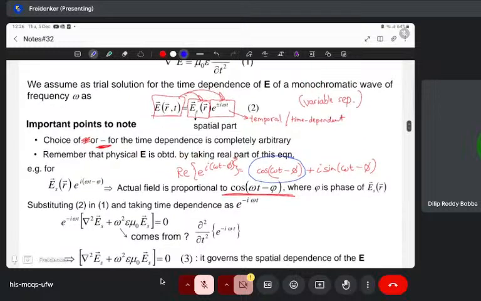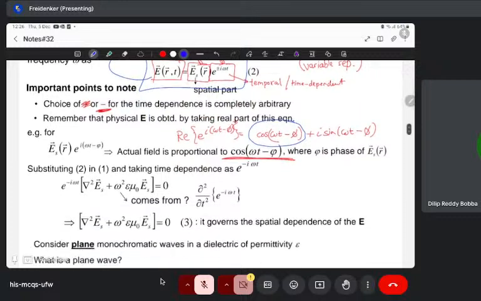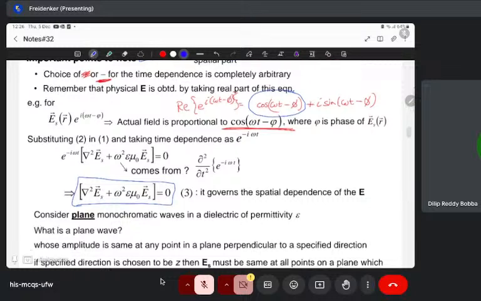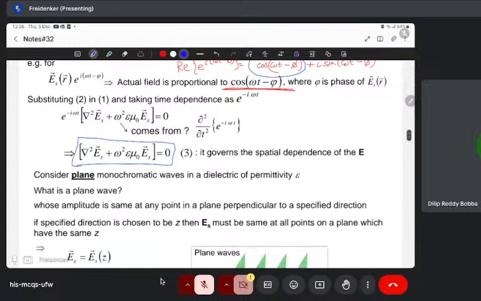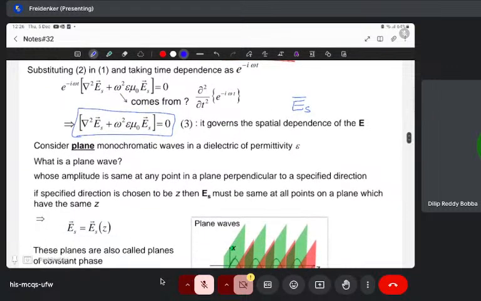Fine. Now what they're trying to do is, now that I have assumed a form, the solution that we are assuming will look like this. So just go and substitute in this one. After substituting and some simplification, you will land up at this equation. And in this equation, there is no time variable. So the solution of this equation will tell us how E_s will look like. So the spatial part of the equation, how will this vector look like? The solution of this equation will give us that.